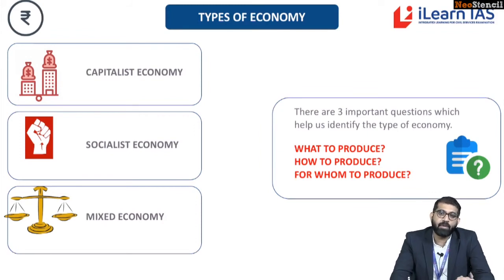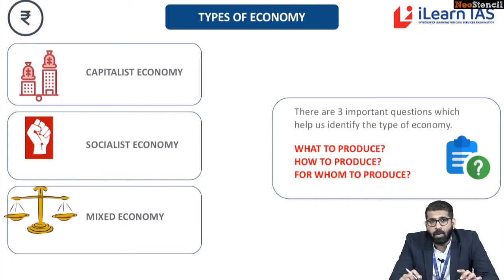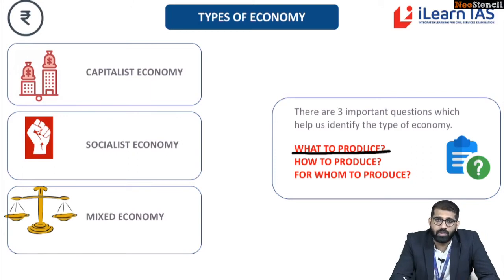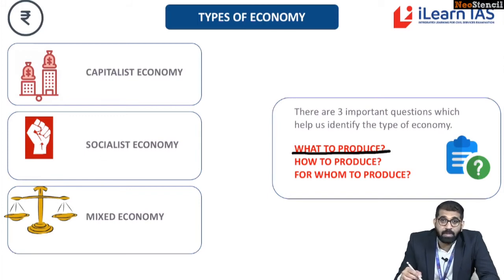Now that general type of classification is based on three important questions. What are those three important questions that we have to ask? The first among these three important questions is what to produce. Clear? What to produce? If we ask these three questions and when we get the answer for these three questions, we can easily understand which type of economy we are talking about. So what to produce? That means what are you producing? What kind of products are you producing?